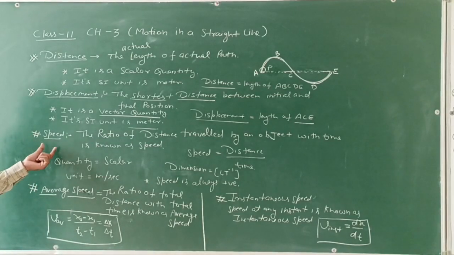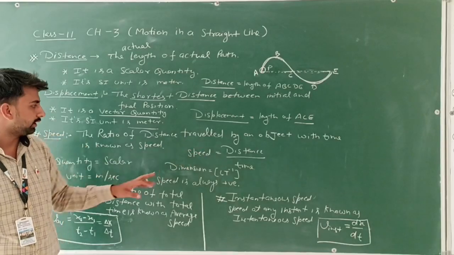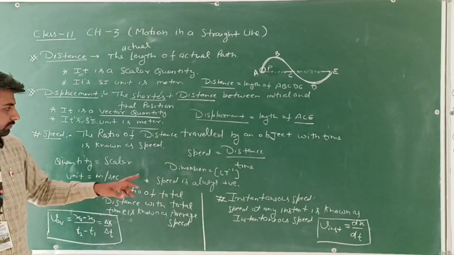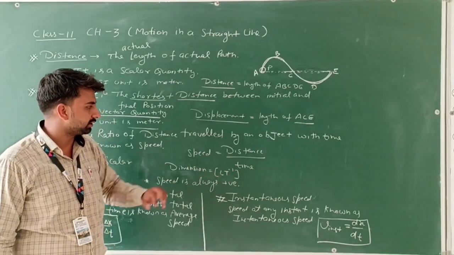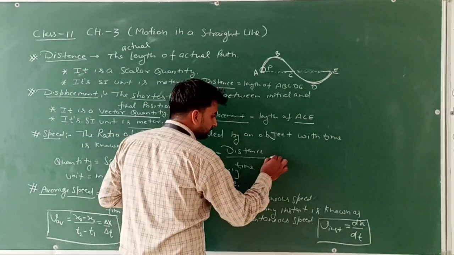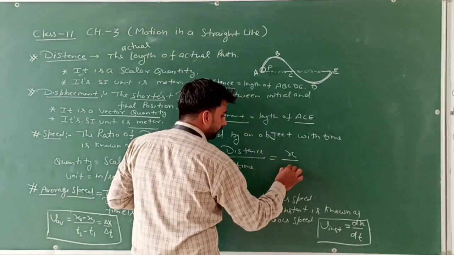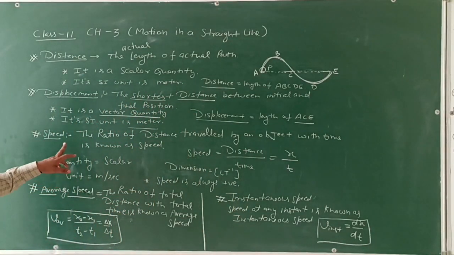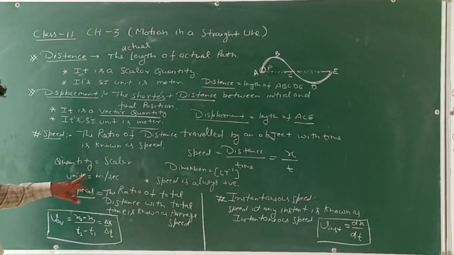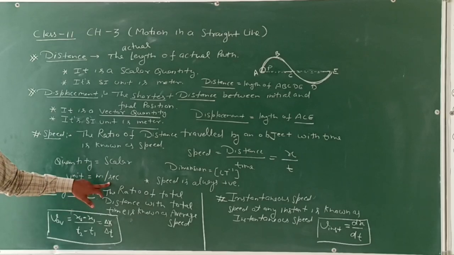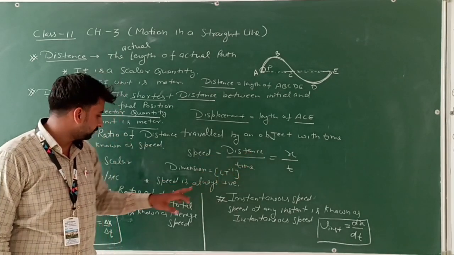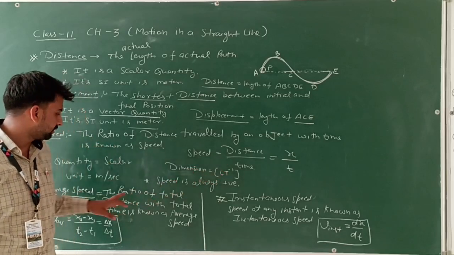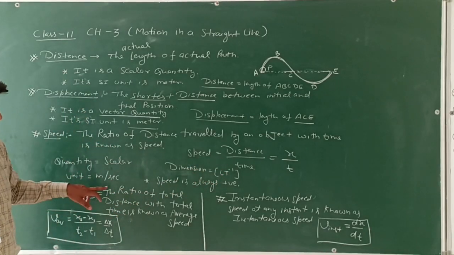Now our next topic is speed. So what is speed? The ratio of distance travelled by an object with time is known as speed. This means speed is equal to distance upon time. If we represent distance with x and time with t, then speed is equal to x upon t. Speed is a scalar quantity and the unit of speed is meter per second, because the unit of distance is meter and the unit of time is second. So the unit of speed is meter per second.